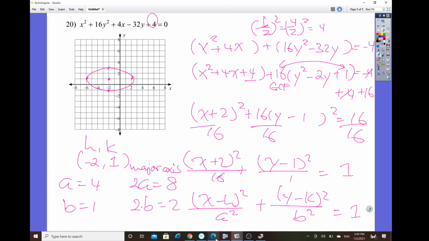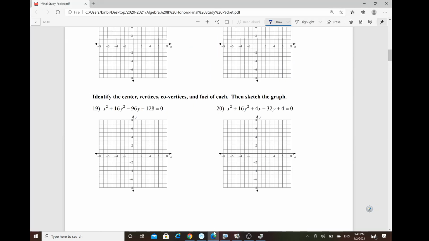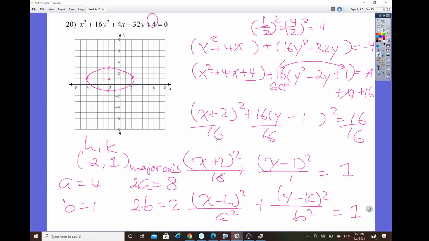And it looks like we need to find the foci as well. Yeah, the foci. So the way to find the foci, we need to apply the formula: c squared equals a squared minus b squared. So a squared is 16, minus 1, so it's 15. So take the square root, so c equals root 15. So the foci, again, from the center go to the left and to the right root 15 units.